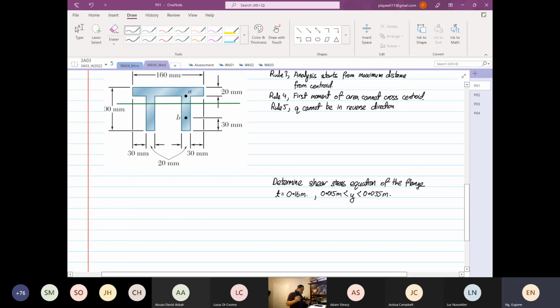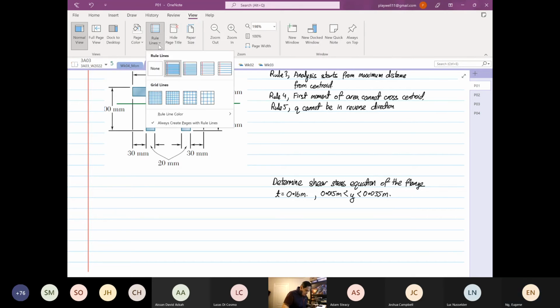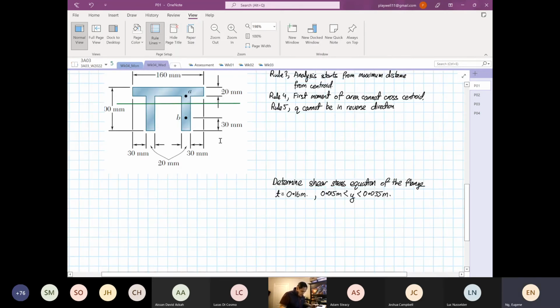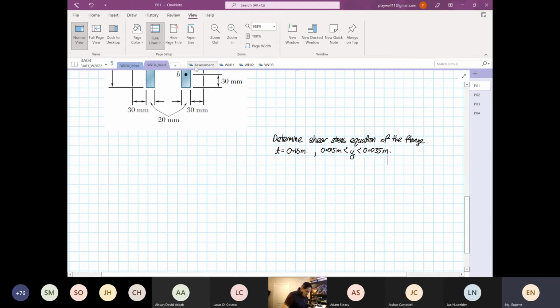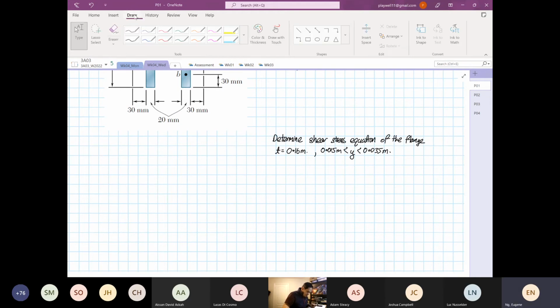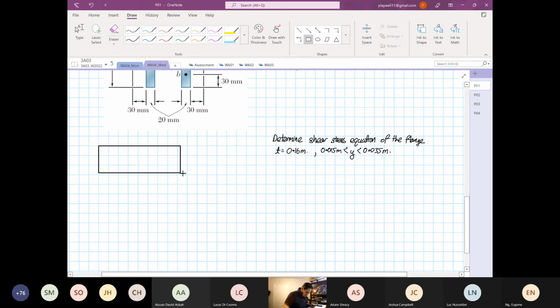And some of you say, Eugene, why is that the case? Okay, so I'm going to sketch why. So now I'm going to sketch the flange section. So this is our flange, and these are our web.